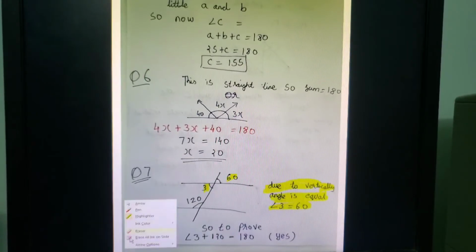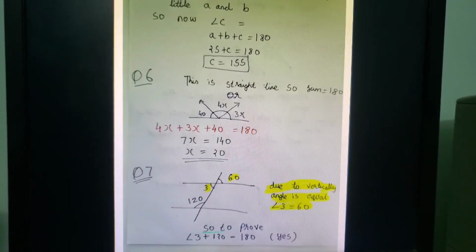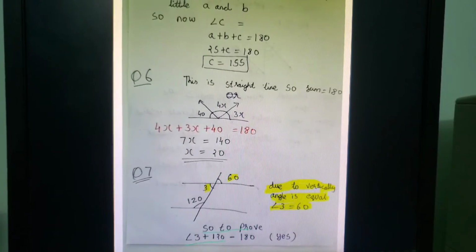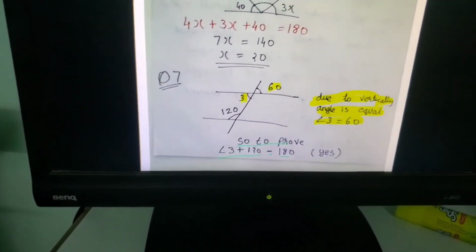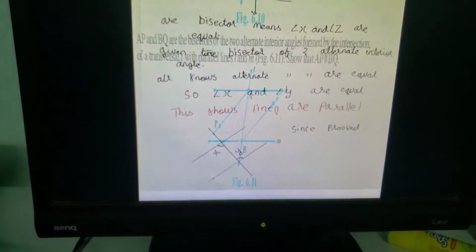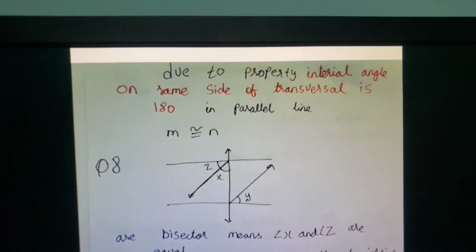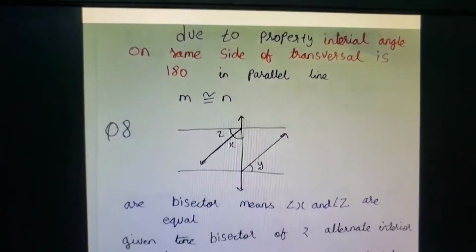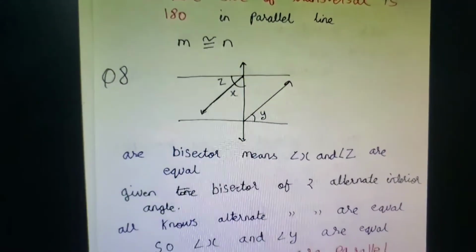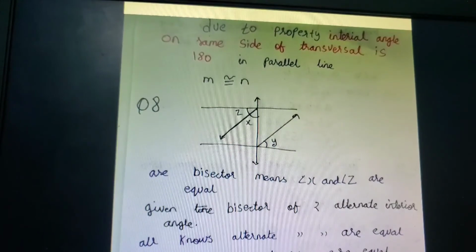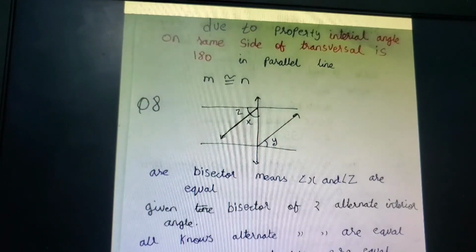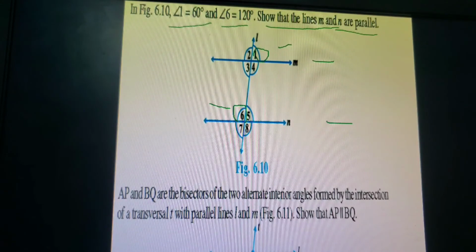So to prove, angle 3 plus 120 is equal to 180. Yes, it is true because the sum is 180. Due to the property that interior angles on the same side of the transversal sum to 180, it is a parallel line. Now I will tell you how to prove whether lines are parallel or not. There are 3 conditions. I will tell you the conditions.